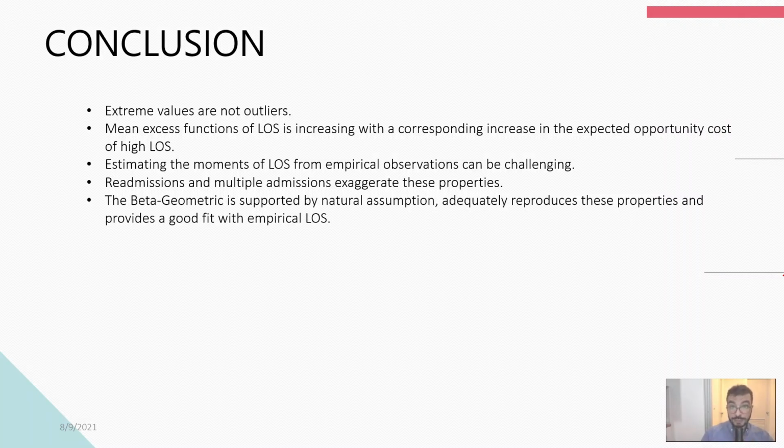And we have illustrated the importance of reducing unnecessary readmissions and avoiding multiple admissions. As they compound to make the tails heavier, they exaggerate the previous challenges. Now, seeing hospital admissions as a simple geometric process with heterogeneous probabilities of discharge adequately reproduces these properties and provides a good fit with empirical length of stay.